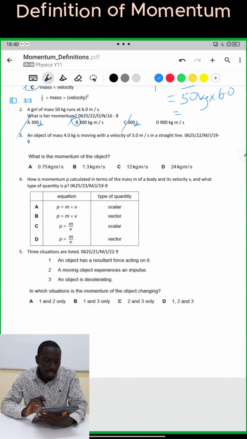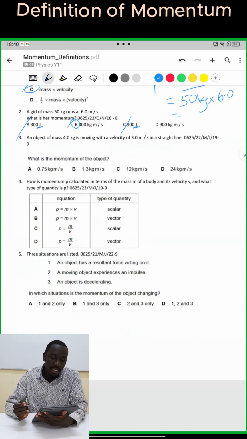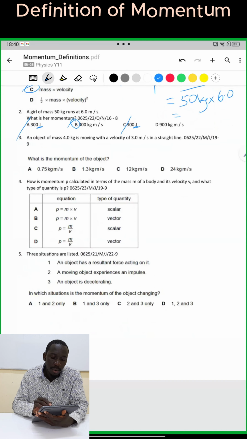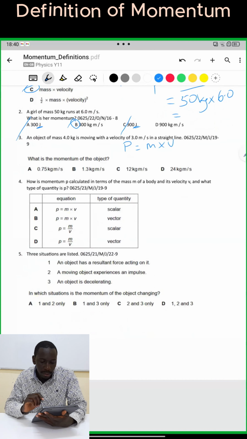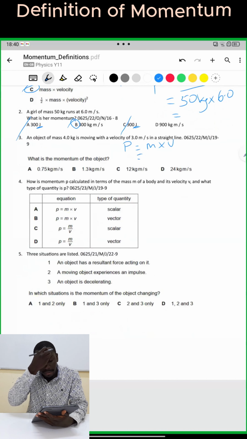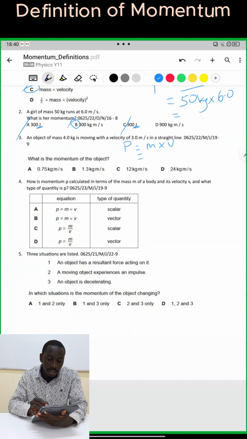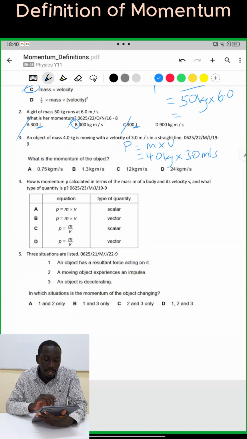Number 3: an object of mass 4.0 kg is moving with a velocity of 3.0 meters per second in a straight line. What is the momentum of this object? Once again, momentum p is mass times velocity, and remember mass must always be in kilograms. I think we need to look for a question where we need to convert. Here we have mass, which is 4.0 kilograms, times 3.0 meters per second. 4 times 3 gives us 12. So our answer is C.